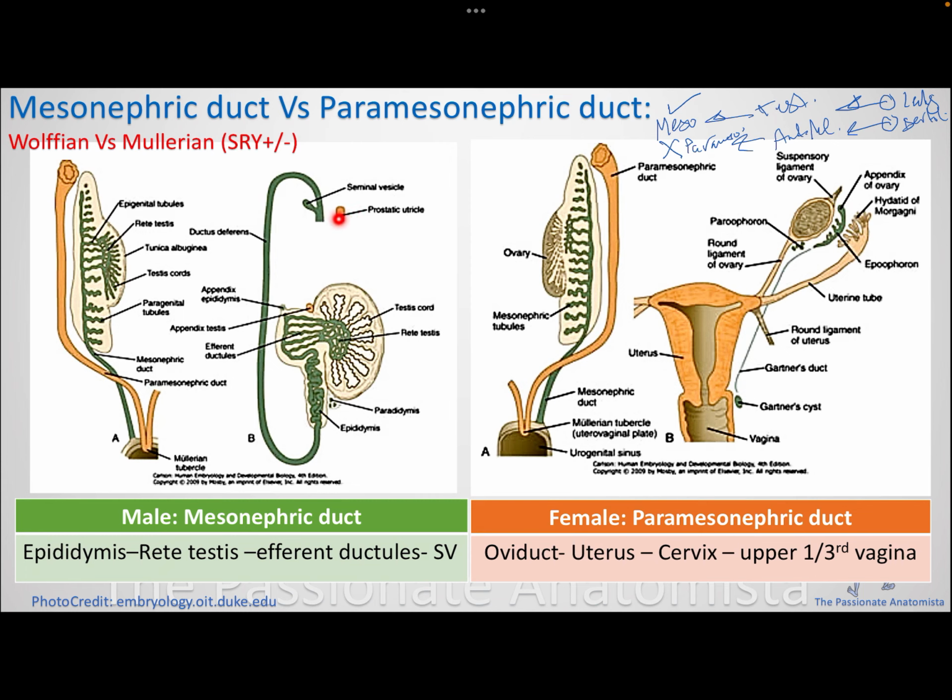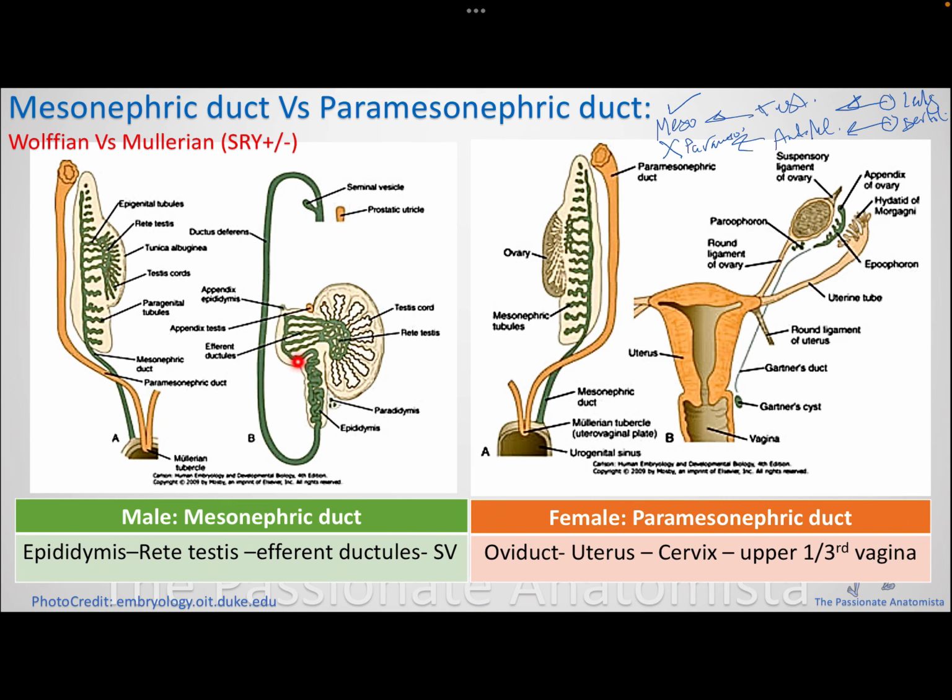So nothing is going to happen to the paramesonephric duct. It's going to stop and it's not going to proliferate. It means I am in the male system. So the green one is the mesonephric duct. The orange one is the paramesonephric duct. The paramesonephric duct is not proliferating because of the anti-Mullerian hormone from the Sertoli cell.